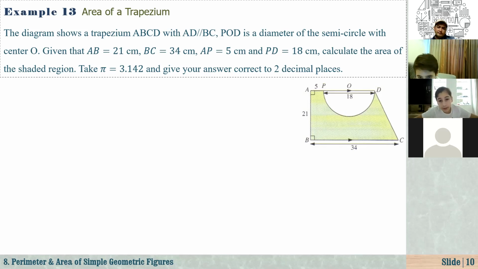Mr. Kasim, can you write the formula for the area of a trapezium again? Here is a trapezium. So the area of the trapezium is 1/2 times H times A plus B. And how about the area of a semicircle? 1/2 times pi times r squared. Yes.